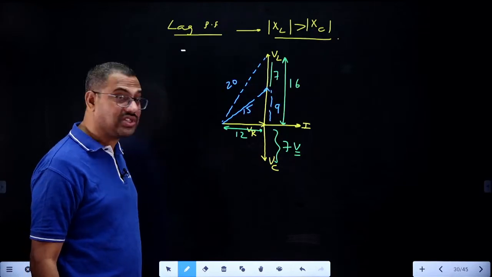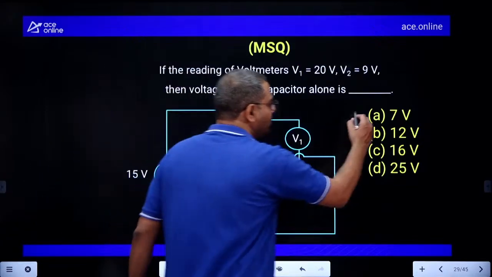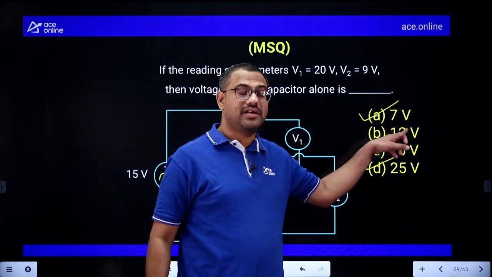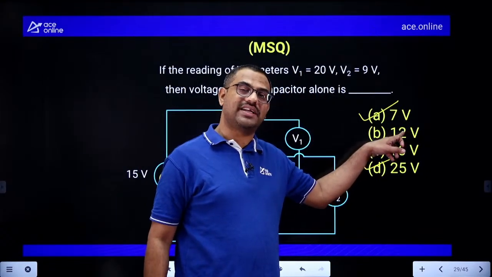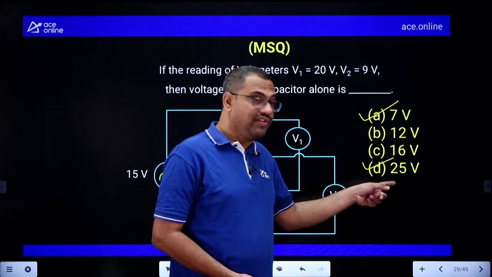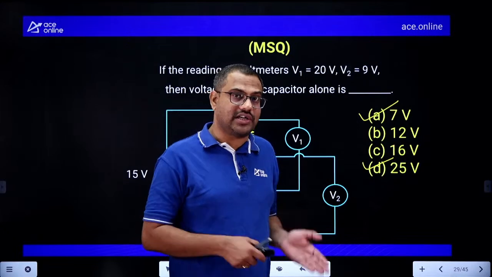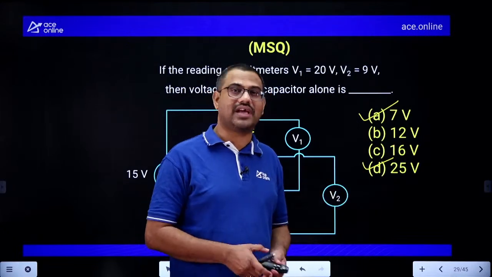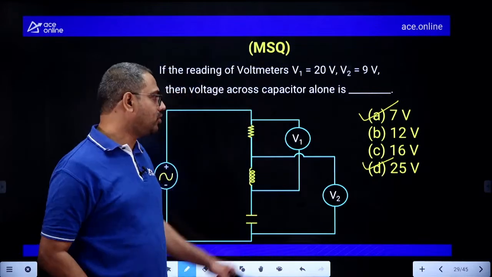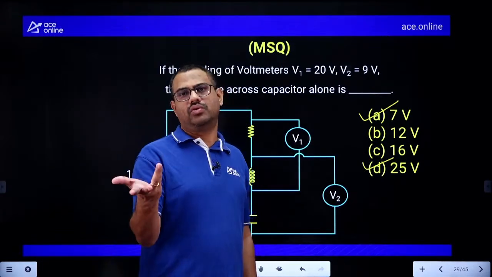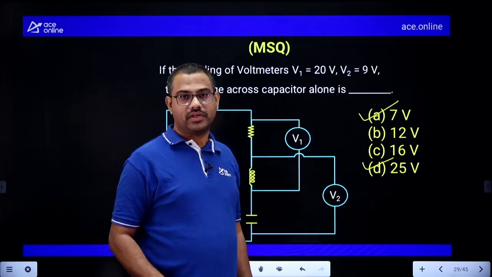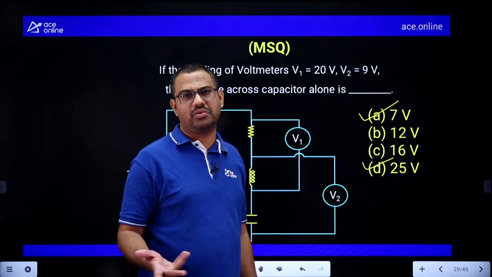So here it is an MSQ. Both are correct answers. This will be the answer when inductive reactance dominates capacitive reactance, because no information is given, XL is greater than XC. This will be the answer when capacitive reactance dominates inductive reactance. So both are correct. This is the meaning of MSQ. But suppose you tick only one, 0 marks. If you want marks, tick both. If you tick only this, no marks, no use.